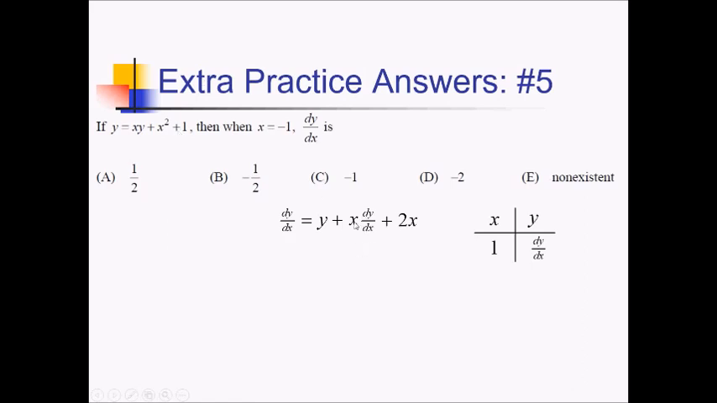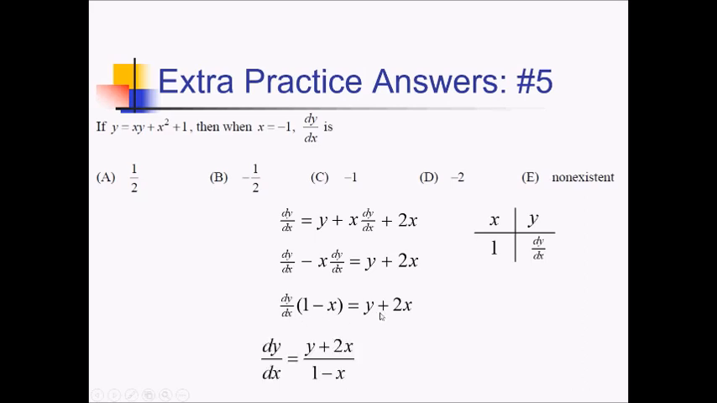Let me move stuff over to the left side now. I have dy over dx minus x dy over dx, and that's going to equal the y and the 2x that I'm leaving over on the right side. On the left side, I can factor out a dy over dx. That leaves me with 1 minus x inside of parentheses. Dividing both sides by that, I have dy over dx equals y plus 2x over 1 minus x.